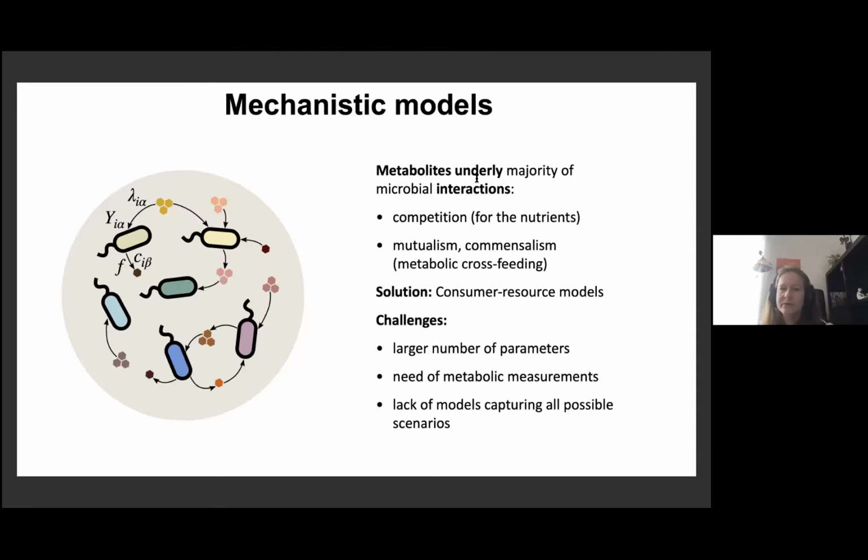However, for those models, we actually need to collect a lot of data, because if you really want a model to properly describe your experiment, you need to know how exactly those microbes grow on each resource. And you also need to have all those growth parameters. So it involves not only measuring microbial growth curves and microbial abundances in the data, but you also want to have some idea about what metabolites are there in the environment, what are their quantities, and so on.